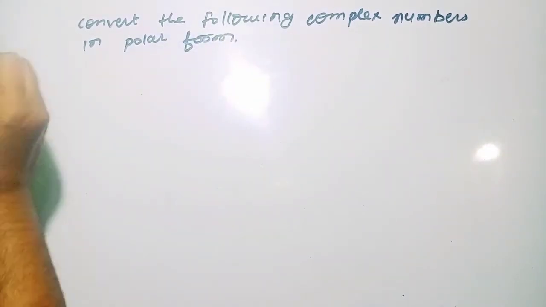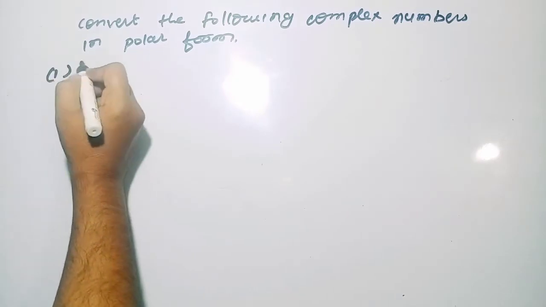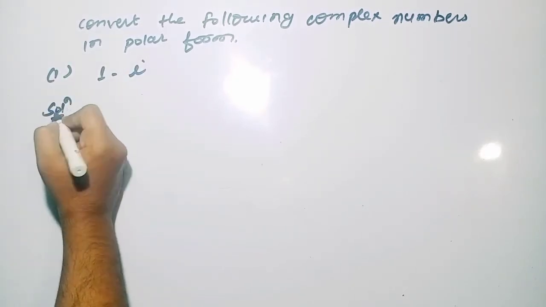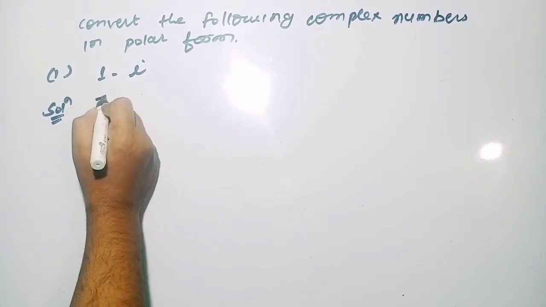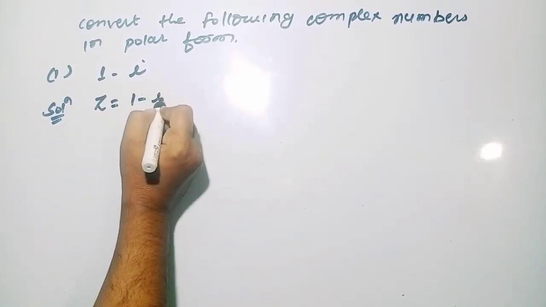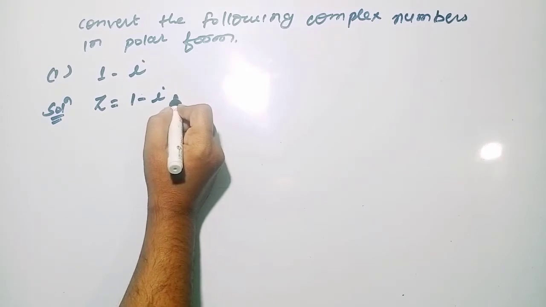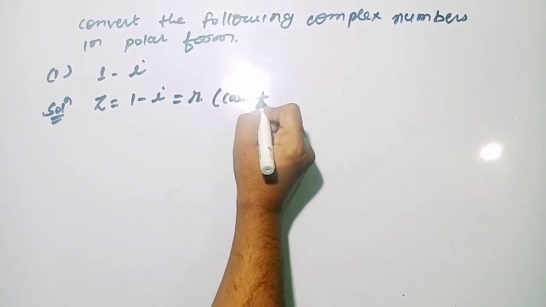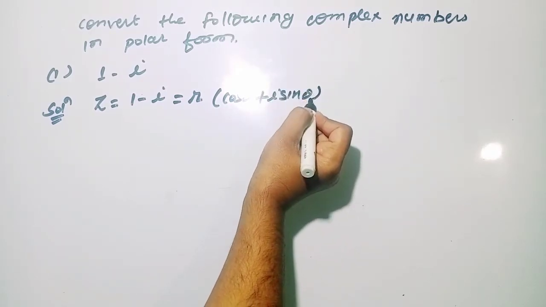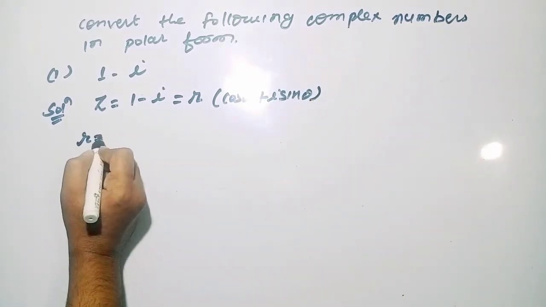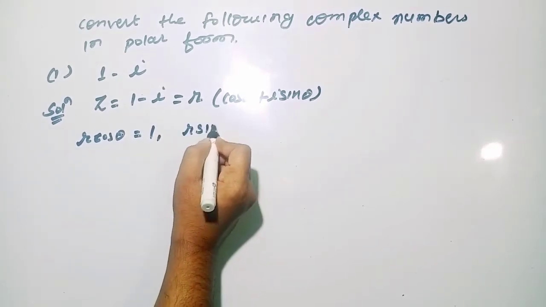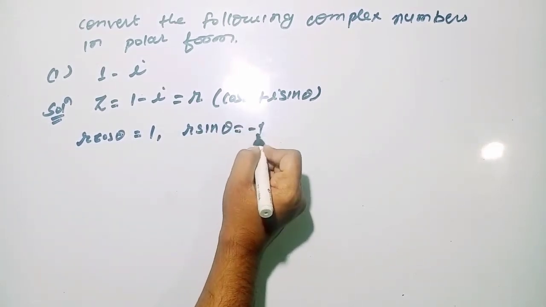In which form? Polar form. Here the complex number is 1 minus iota, so z is equal to 1 minus iota. Now comparing with r(cos theta plus iota sin theta), what we are getting is r cos theta is equal to 1 and r sin theta is minus 1.